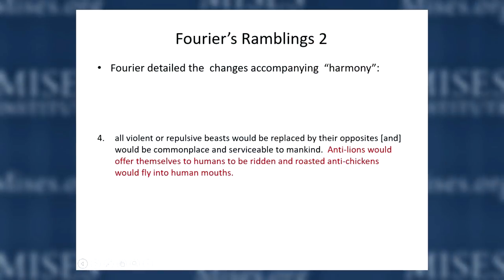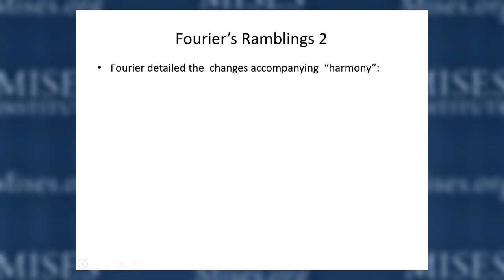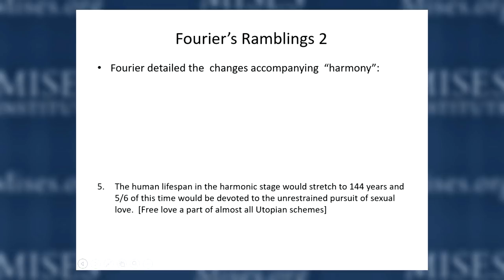And Jim Jones, right? They're all infatuated with Kool-Aid at Jonestown. I don't know. All violent or repulsive beasts would be replaced by their opposites and would be serviceable. Anti-lions would offer themselves to humans to be ridden, and roasted anti-chickens would fly into human mouths. And the human lifespan in the harmonic stage would stretch to 144 years. I mean, they had these exact figures. How do they know this stuff?